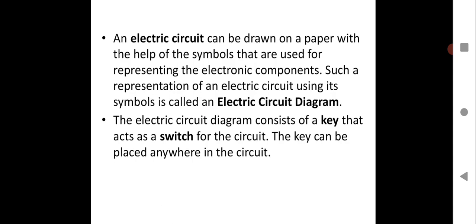Now let us see what an electric circuit is. An electric circuit can be drawn on paper with the help of the symbols that are used for representing the electrical components which you have learned in the previous session. Such a representation of an electric circuit using its symbols is called an electric circuit diagram. So it's very simple. When you use simple electrical components and make an electric circuit, that diagram becomes an electric circuit diagram, which you can actually draw on paper.